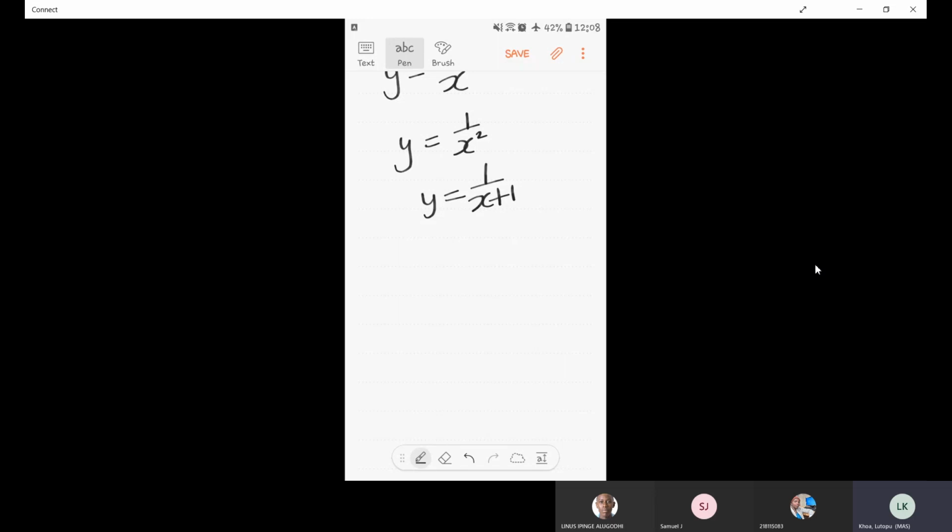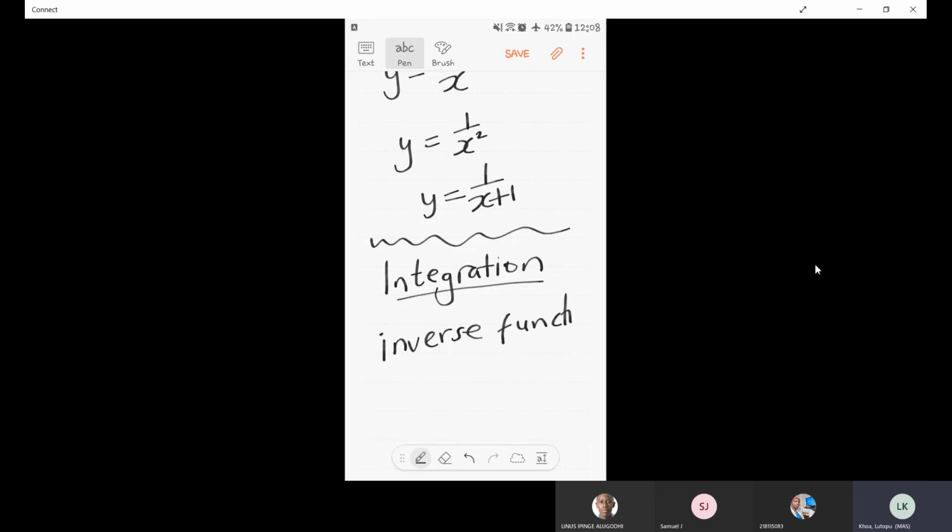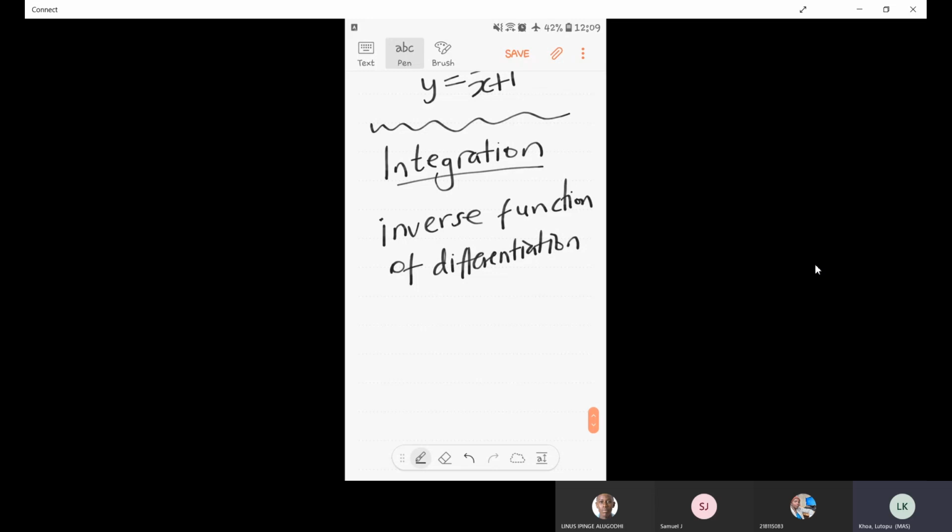So I just want to introduce integration. We won't go into much detail, but just to introduce integration. Now integration is the inverse function of differentiation. Now remember with differentiation, what we're looking for is the slope. So we're trying to get the slope or the gradient.